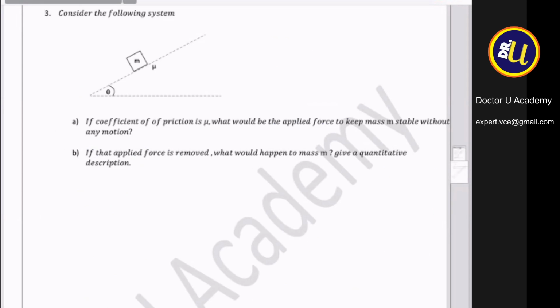So now in the third question, we have the coefficient of friction given here. Small m mass is sliding in the downward direction. Part A: if the coefficient of friction is mu, what would be the applied force to keep the mass m stable without any motion? Part B: if that applied force is removed, what would happen to mass m? Give a quantitative description. Okay, so now let's start that question.